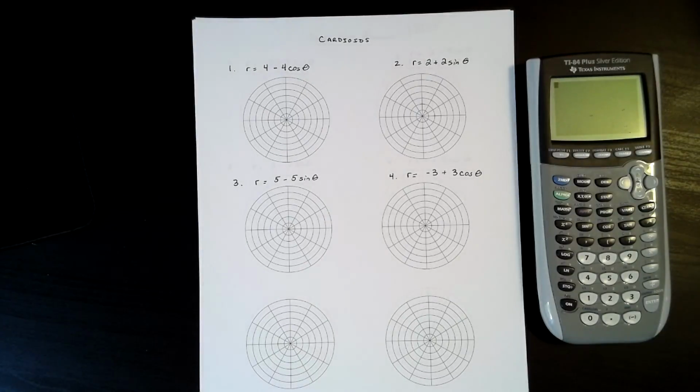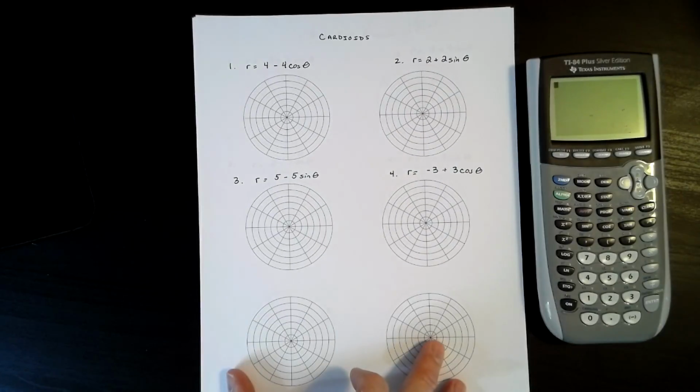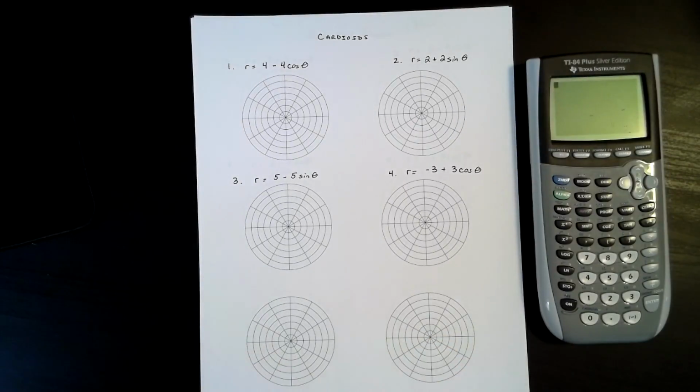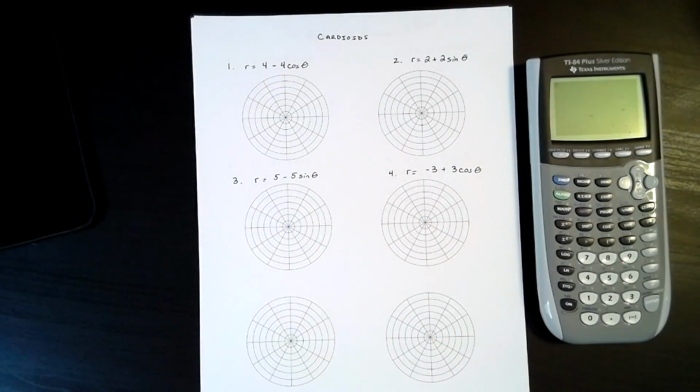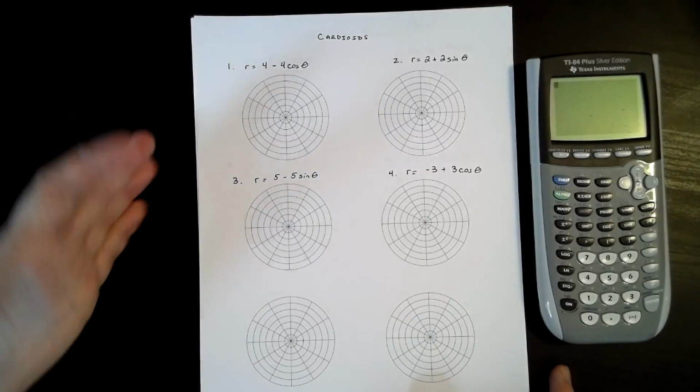We are going to continue from our last video where we're going to now graph some limaçons. We're going to graph them all by hand and in the calculator. So if you don't have your calculator, please go ahead and pause this video and go get it. You will also need some graph paper. This is available on my MCPS Classroom. Go ahead and download some polar graph paper and then come on back.